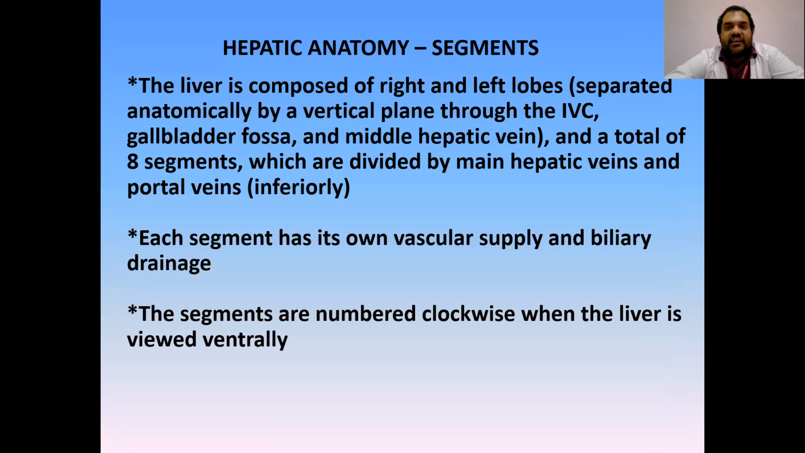Hepatic anatomy segments. The liver is composed of right and left lobes separated anatomically by the vertical plane through the inferior vena cava, gallbladder fossa, and middle hepatic vein, and a total of 8 segments, which are divided by the main hepatic veins and portal veins inferiorly. Each segment has its own vascular supply and biliary drainage. The segments are numbered clockwise when viewed ventrally.